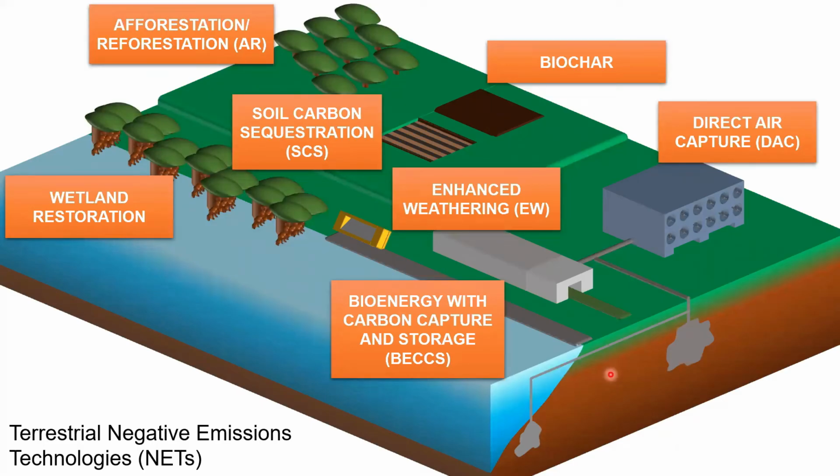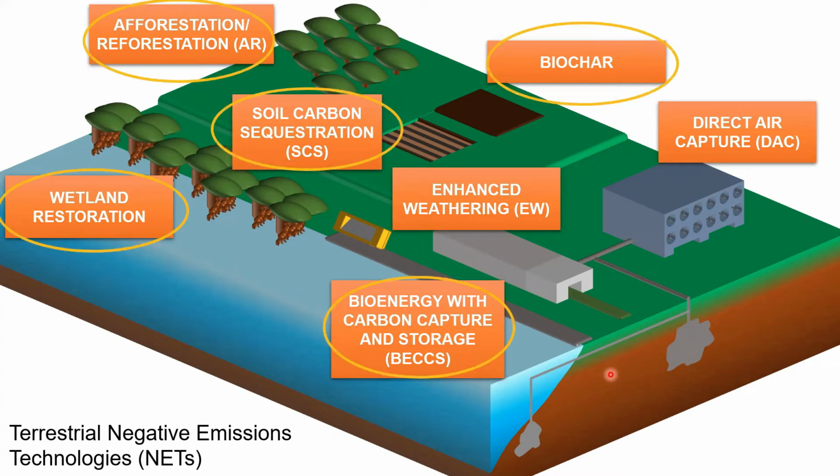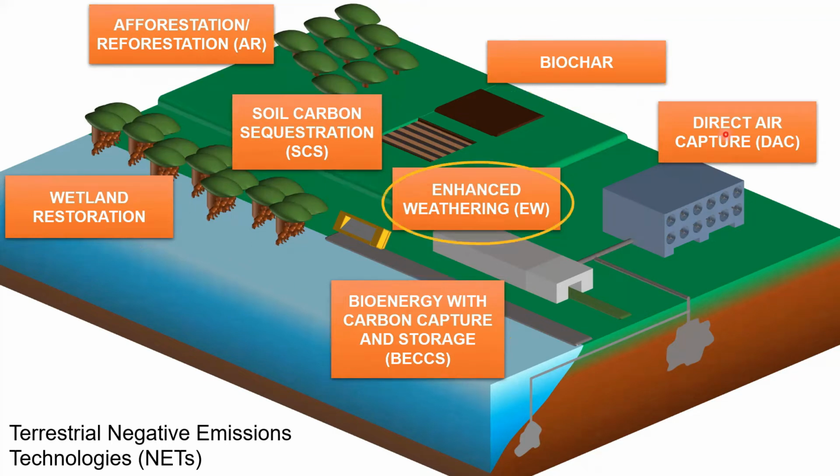These are examples of terrestrial or land-based NETs. NETs that rely on biomass include afforestation and reforestation or AR, wetland restoration, soil carbon sequestration or SCS, biochar, and bioenergy with carbon capture and storage or BECCS. An example of a NET that uses inorganic reaction by applying crushed rocks to land is enhanced weathering or EW. And an example of a NET that uses engineered solutions is direct air capture or DAC.